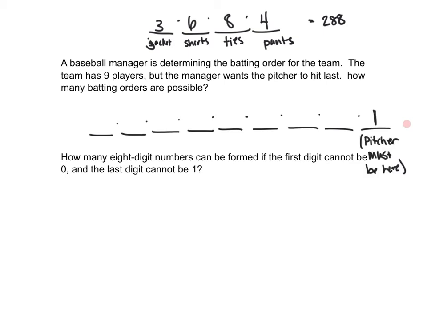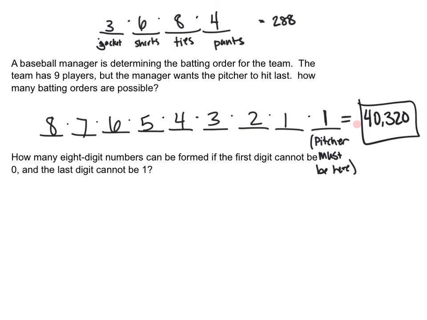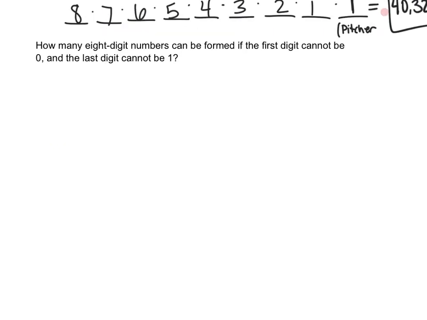So once I assign my pitcher to the last spot, then I'm going to go ahead and fill in the rest of it, and I would only have 8 choices for the first position, then 7, 6, 5, etc., all the way down to 1. Once I have that set up, I'm going to go ahead and multiply to get the total number of lineups or batting orders that are possible. And then we'll look at one more here.